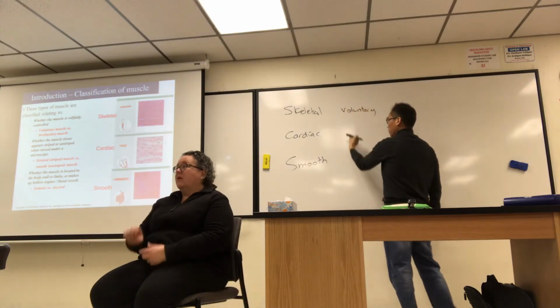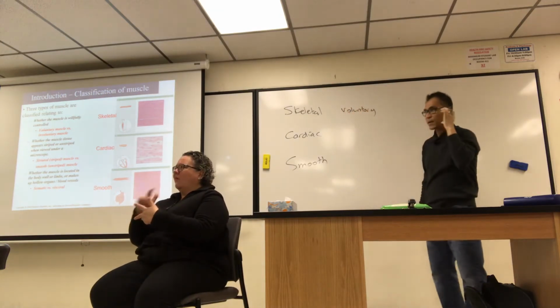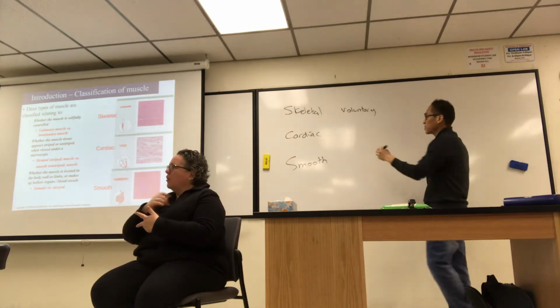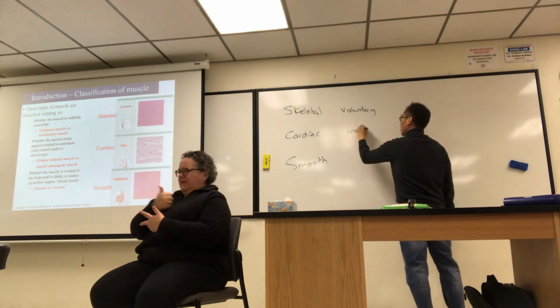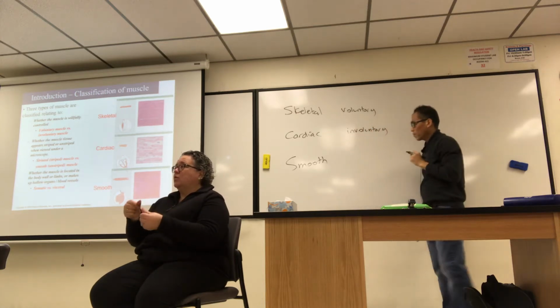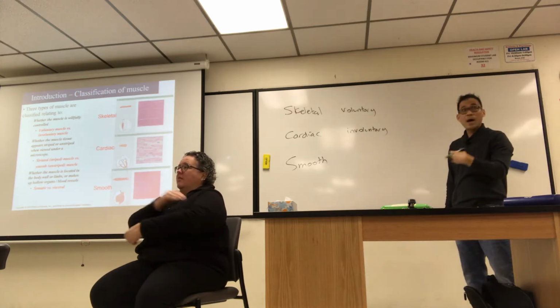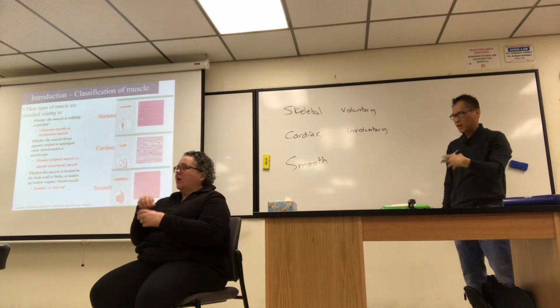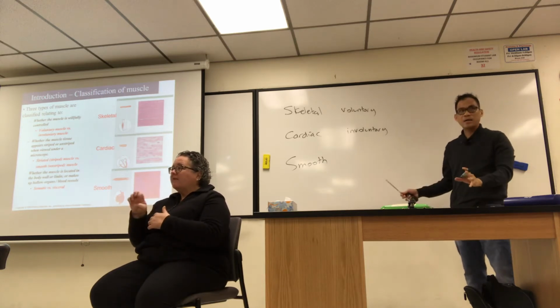The other two, like your heart, I mean, you don't think to make your heart beat, it just beats, right? So it's involuntary. Smooth muscle are the muscles that line the insides of your blood vessels, your digestive tract, all that is automatic, involuntary.